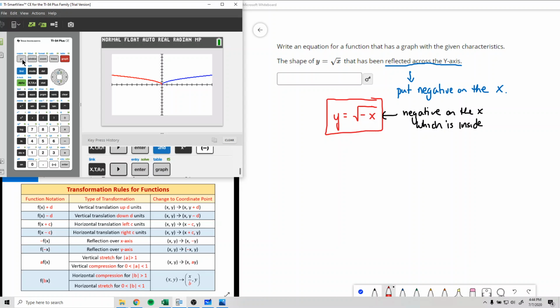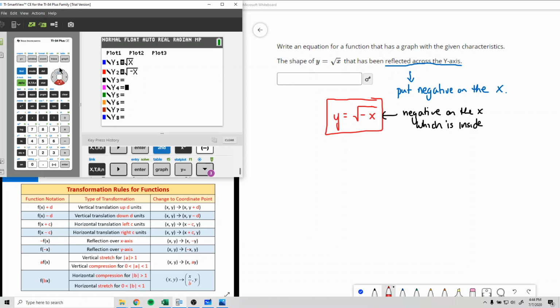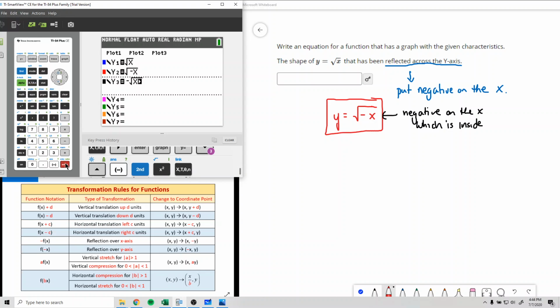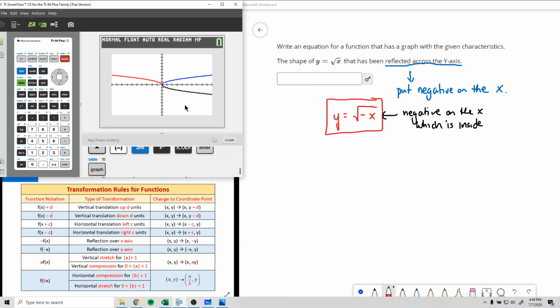Just to emphasize why we have to keep the negative in there, if you put the negative out front instead, like this, it is not right. What's going to be in black? That's down here. This is reflection across the x-axis, which is exactly what putting a negative out in front does.